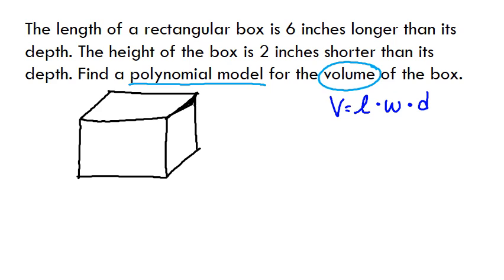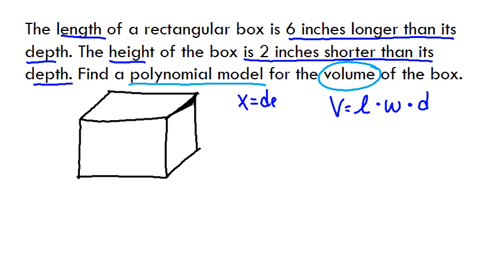So if we look at this, our length is 6 inches longer than its depth, and the height is 2 inches shorter than its depth. So both the height and the length are based off of the depth. So I'm going to let x equal the depth of my box. So depth is going to be this one. So if my x is depth, that means the length of my box is 6 inches longer than its depth. So that means my length has to be x plus 6. And then it tells me the height of the box is 2 inches shorter than its depth. So that tells me the height of this box has to be x minus 2.